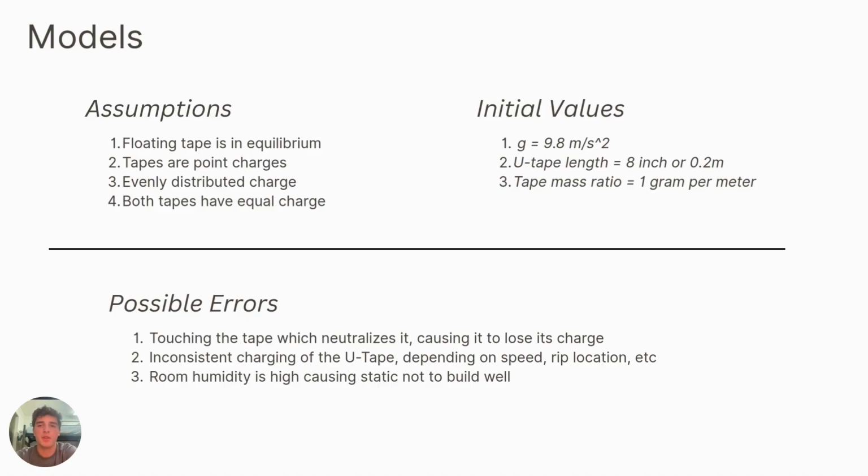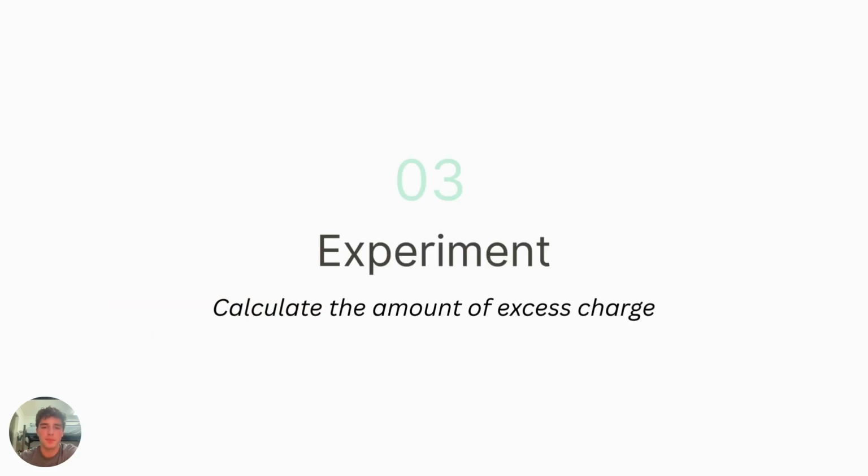Possible errors that could happen during the experiment are accidentally touching the tape, which neutralizes it and causes it to lose charge, inconsistent charging of the U-tape, and the room humidity, which can cause static to not build well and cause errors in creating charge in the U-tape.